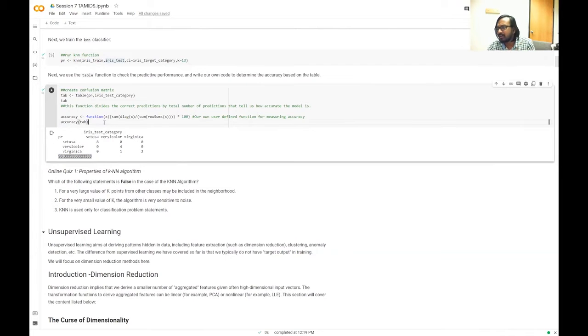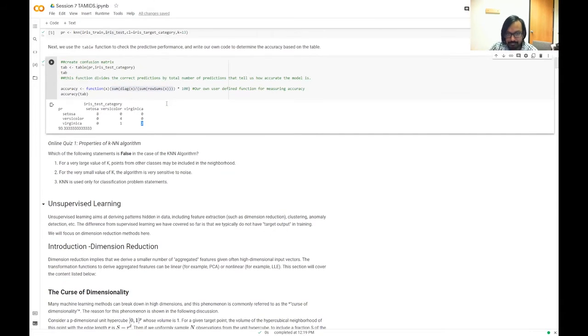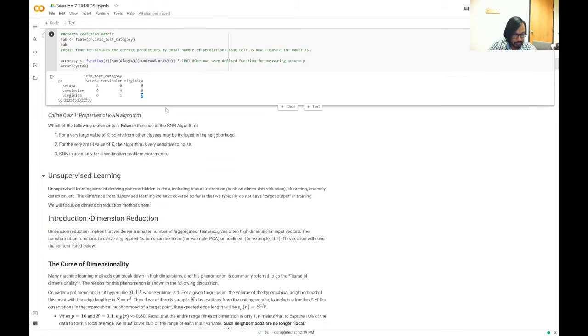So there are many ways to find this accuracy. In this case, I have used a user-defined function just to get you used to using user-defined functions. So this is basically the number of diagonal elements, that means the correct ones, divided by the total number of observations. All right.